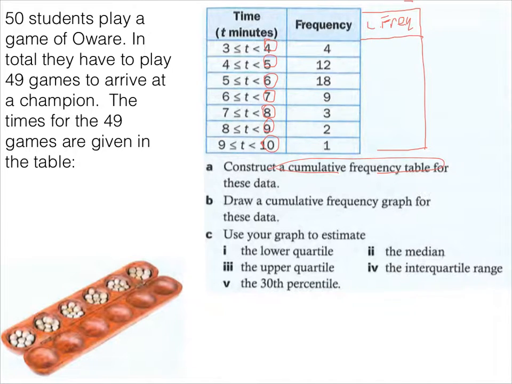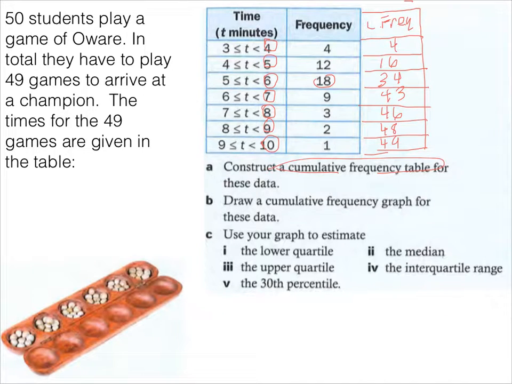And so for the first one, that goes up to 4. Now remember, cumulative means that we're going to add them together. So the next one is going to be 4 plus 12, which is 16. And then the next one will be that 16 plus the 18 below it. So that would add up to 34, plus the 9 would give me 43. Plus 3 would be 46, 47, 48, and 49.